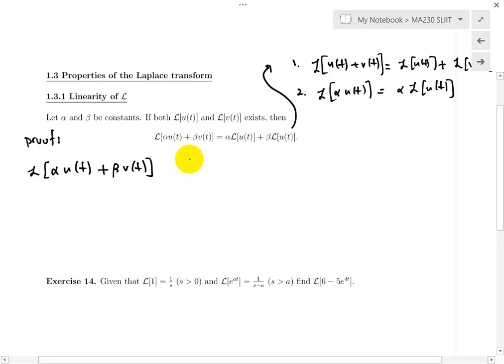So how do we calculate the Laplace transform? Integrate from 0 to infinity whatever is inside. So this is alpha times u of t plus beta times v of t, and you take the function, multiply by exponential minus st, and integrate with respect to t. Okay.